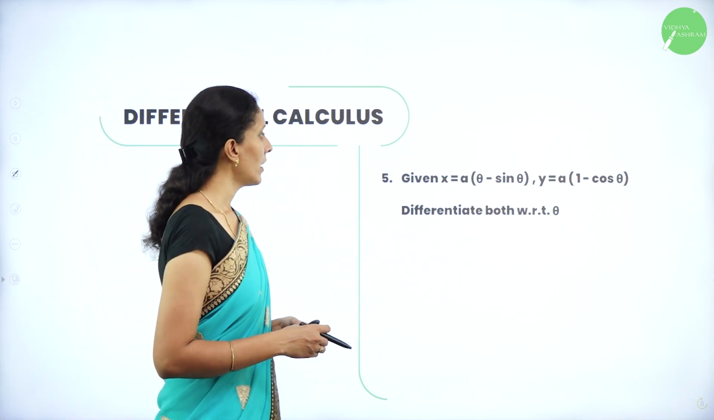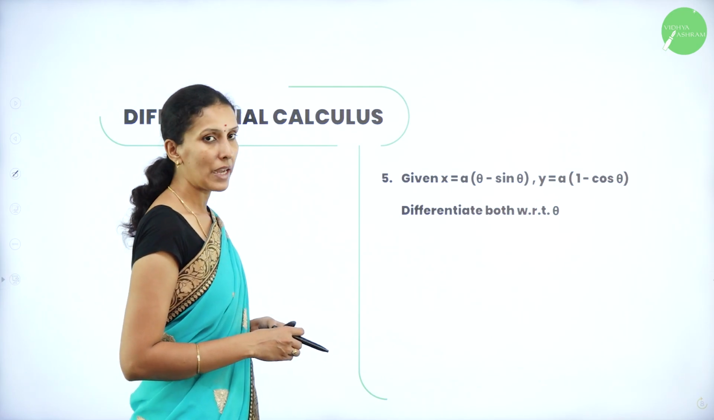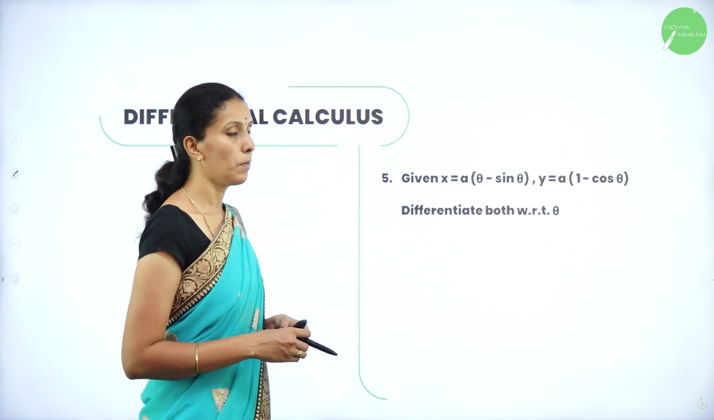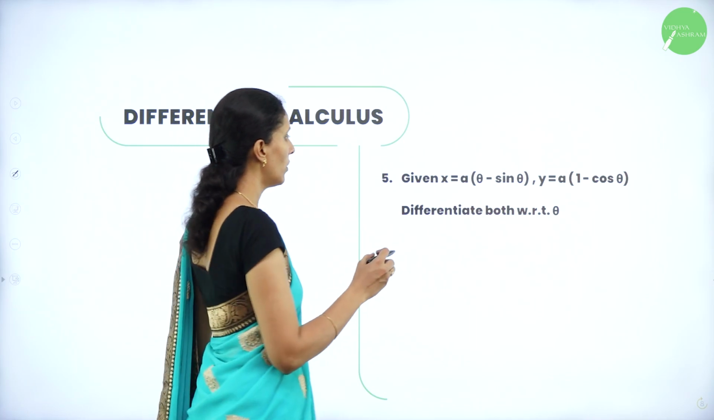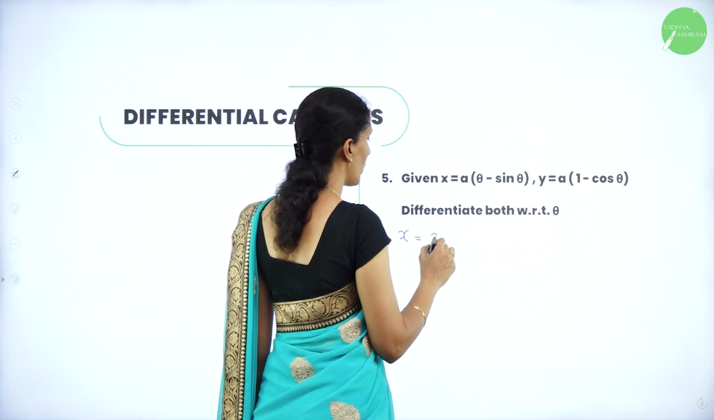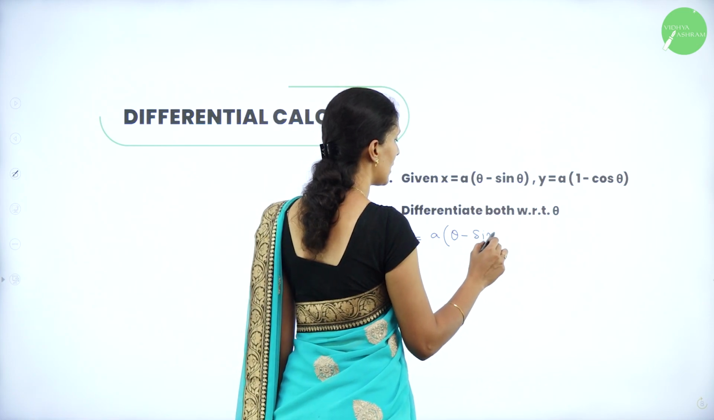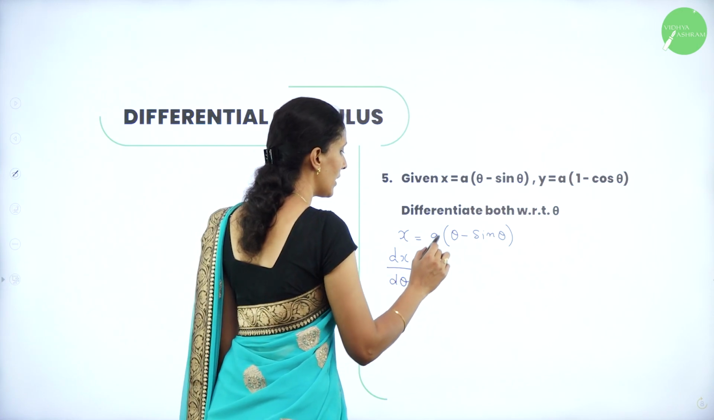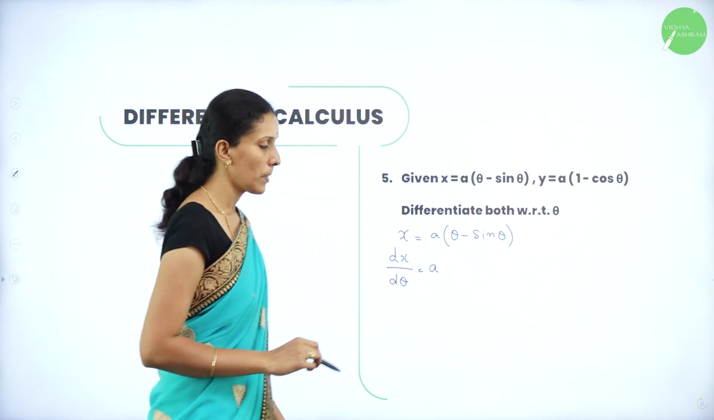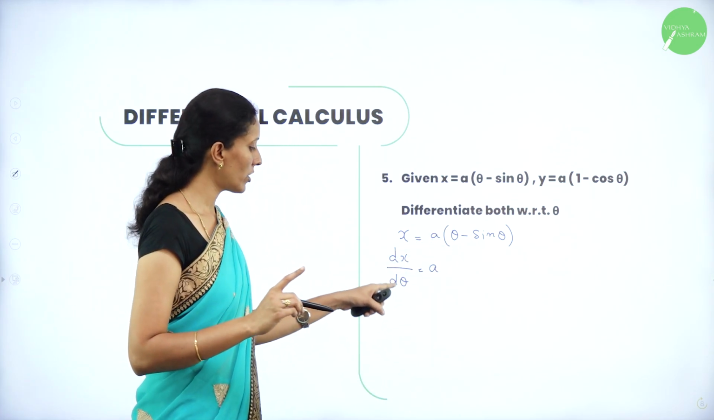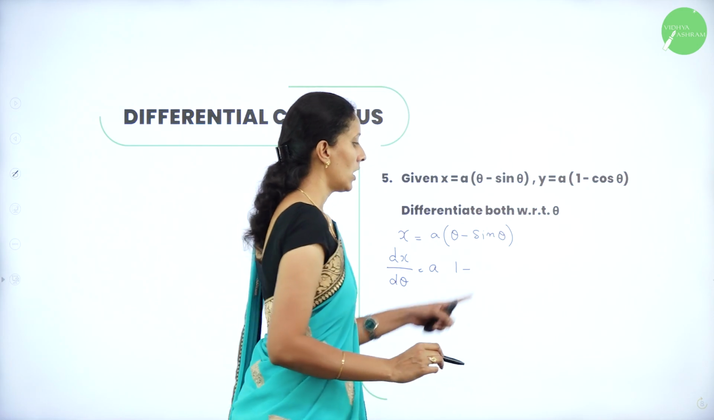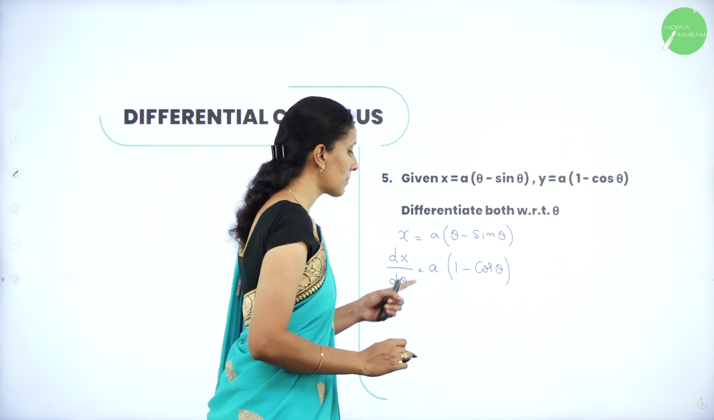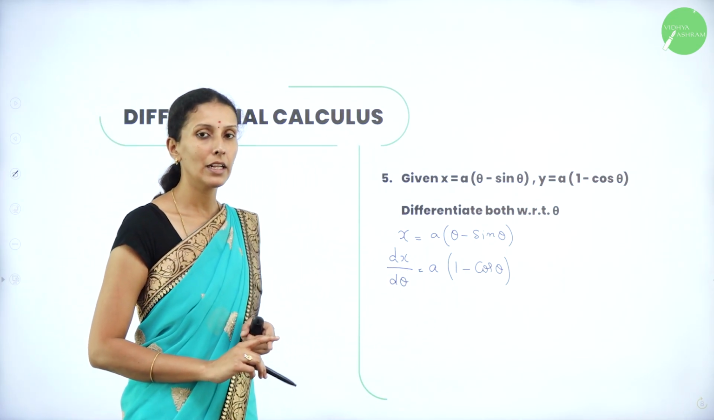Next we have given x is equal to a into theta minus sin theta, y is equal to a into 1 minus cos theta. Differentiate both with respect to theta. So let me take x now: a into theta minus sin theta. So now what is dx by d theta? A is a constant, you can keep it outside. Differentiation of theta will be 1 with respect to theta, minus differentiation of sin theta is cos theta. So therefore dx by d theta is a into 1 minus cos theta.